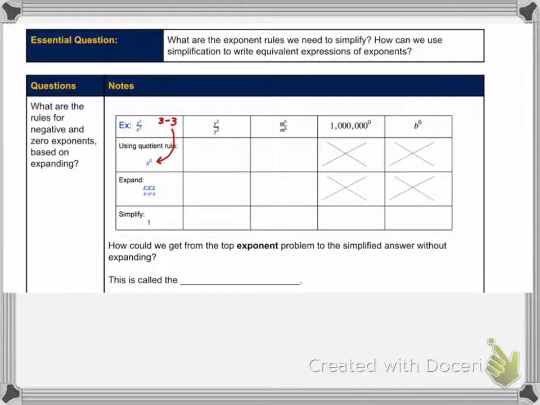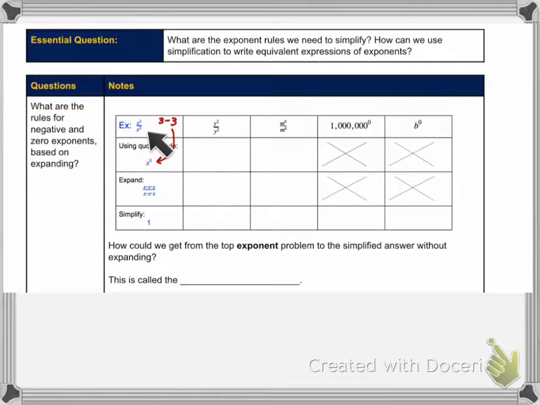Alright, so up at the top, we're going to take a look at using some of the patterns that you already saw yesterday in order to find the rules here for zero and negative exponents. So this very first problem here starts as x to the third over x to the third. And if I look at that, that's set up right now as a division problem. And so using that quotient rule, I can subtract 3 minus 3. And using the quotient rule, that gets me to x to the 0 power.